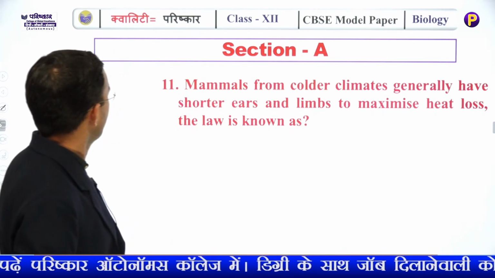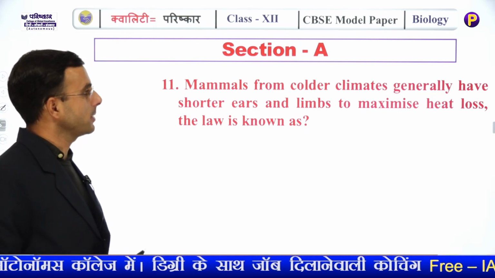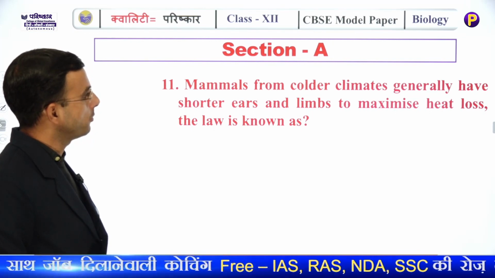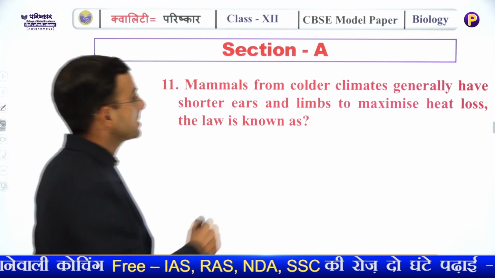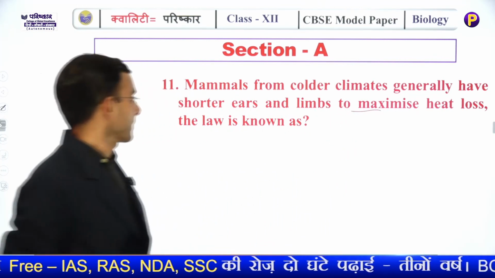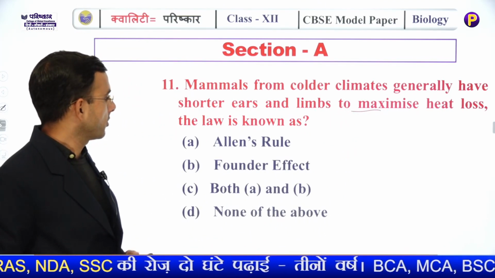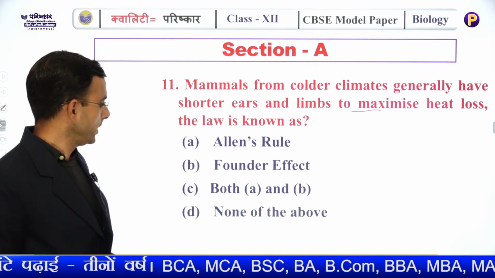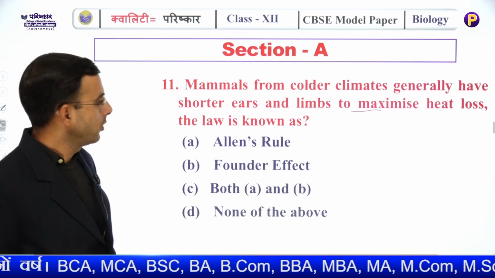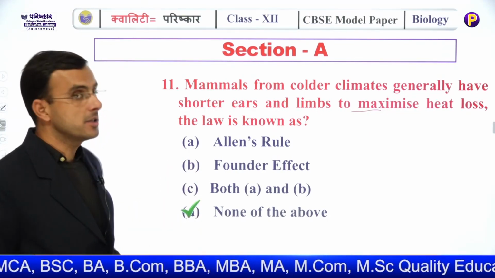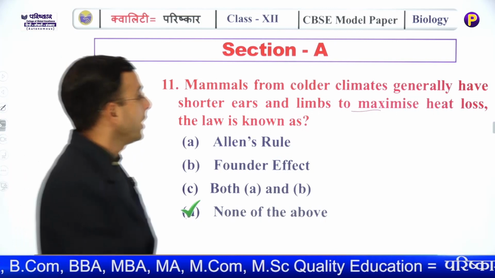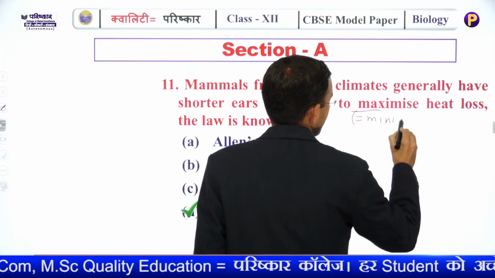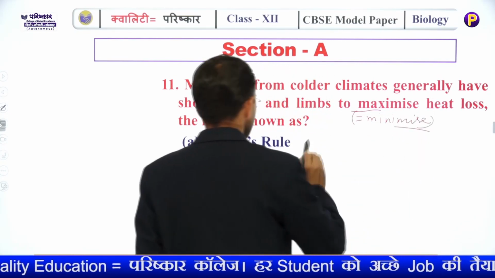Now the 11th one: mammals from colder climates generally have shorter ears and limbs to maximize heat loss. The law is known as which one? Allen's rule, founder effect, both A and B, and none of the above. Look at the answer: it is none of the above. Why none of the above? If you convert this word into minimize, then the answer is the first one.